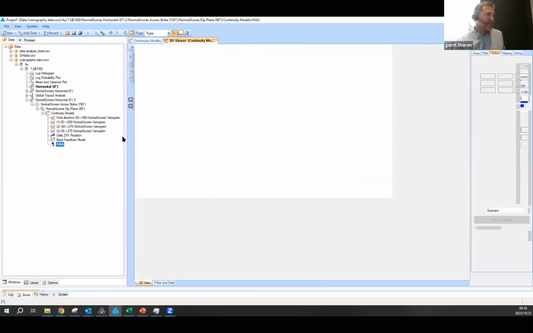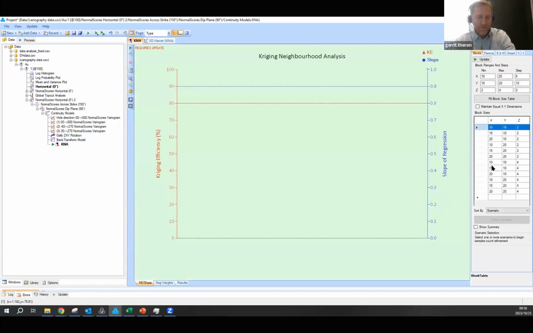So let's run that. The first thing that we're going to do is our block sizes. So I'm just going to go with a 5 by 5 by 5, 10 by 10 by, let's say 5, 25 by 25 by 5. Let's go 50 by 50 by 5, 100 by 100 by 5 maybe, and 200 by 200 by 5. So those are the block sizes that we want to investigate. Should our block model be that size or this size or bigger? Okay. As mentioned, use common sense as well.